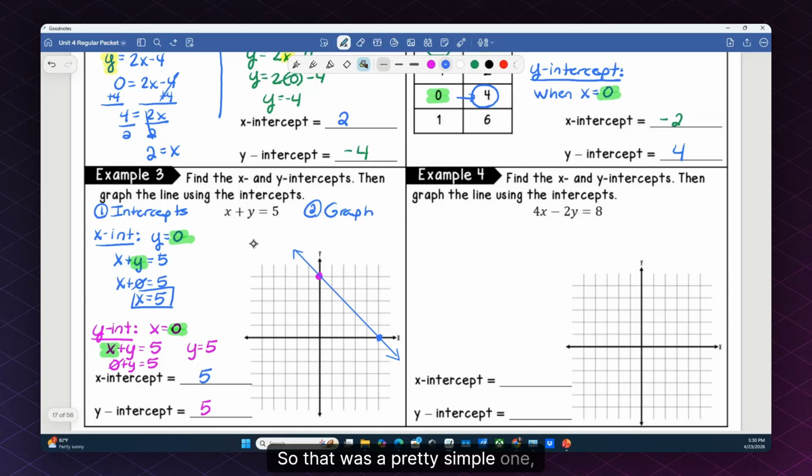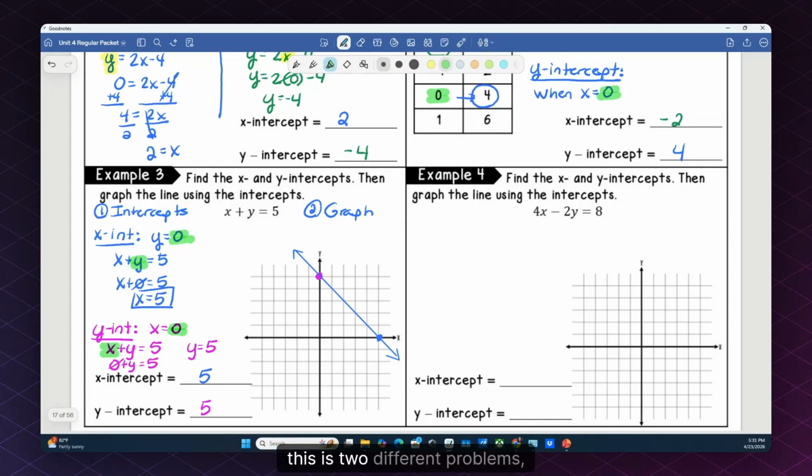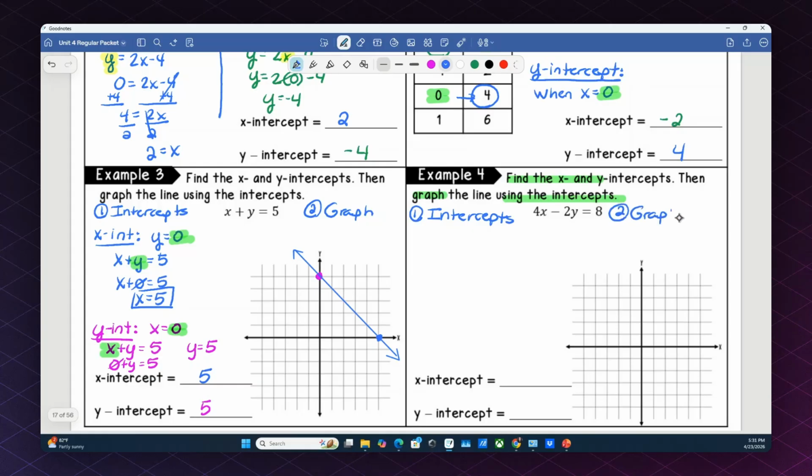So that was a pretty simple one, but we can go and add coefficients here. We're going to find our x and y intercepts, and then we're going to graph using them. Just make sure we realize that these are two different parts of the problem. So step 1, we're going to find intercepts. And then part 2, we're going to graph. We're making sure that we're doing all the parts of the problem.